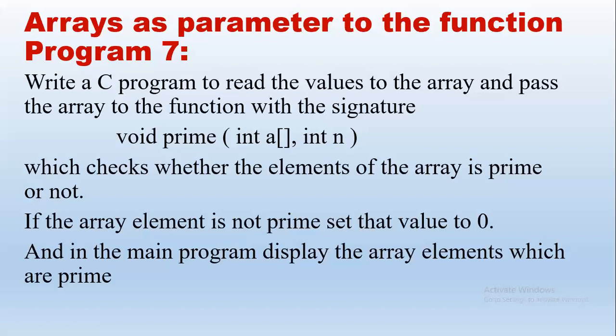Next we will print the array elements. If the value is not 0, it is prime, so we will print it. If it is 0, don't print it. So that is the logic. Let us see how to implement it. We saw the problem statement. How do we implement this?